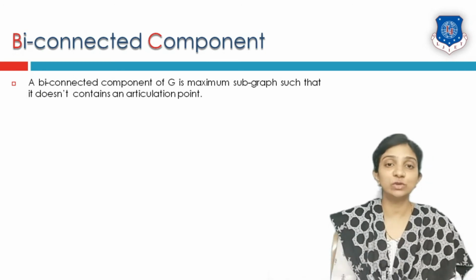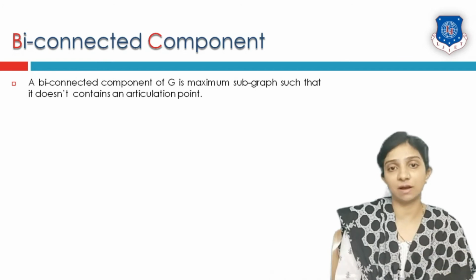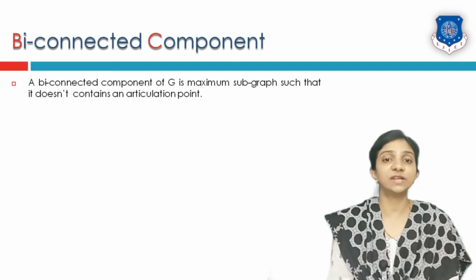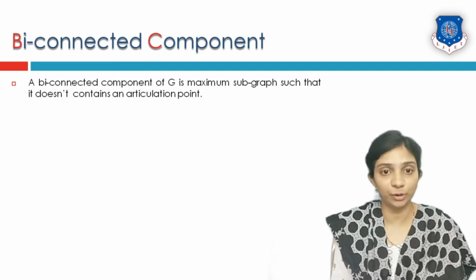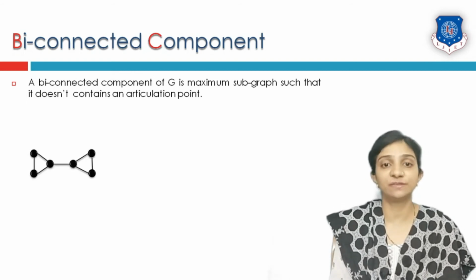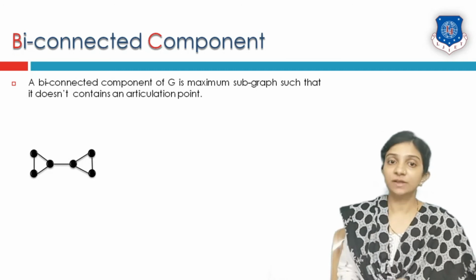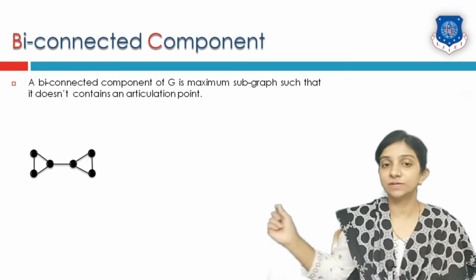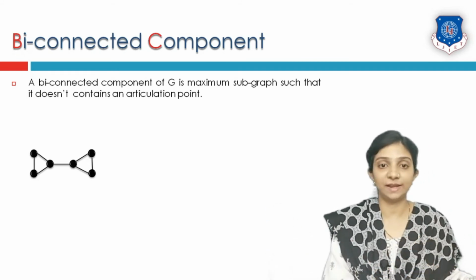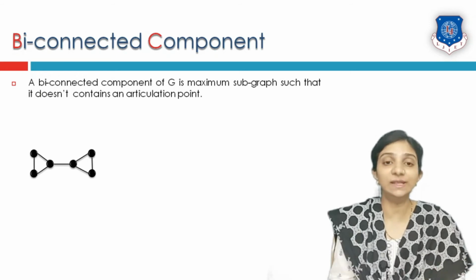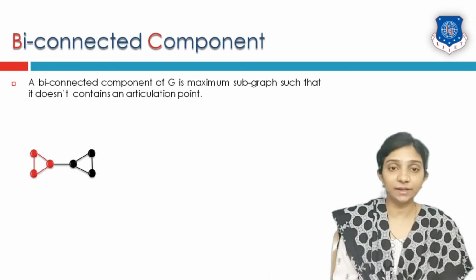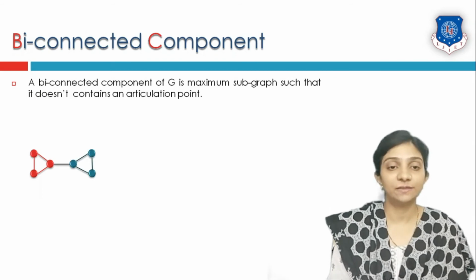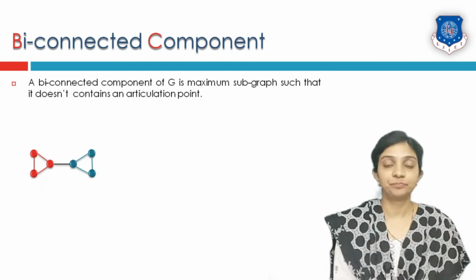That means we have to generate subgraphs from a given graph in such a way that the subgraph doesn't include or generate any articulation point. Say for example, this is my given graph. From this graph, you know that there are two articulation points. That is a node which connects the left part to the right part. If it gets removed, it will disconnect my graph. The biconnected components here are a set of these three vertices and a set of another three vertices.